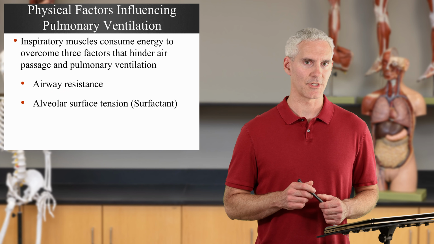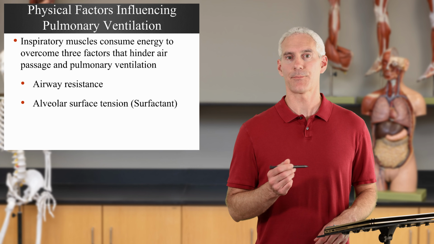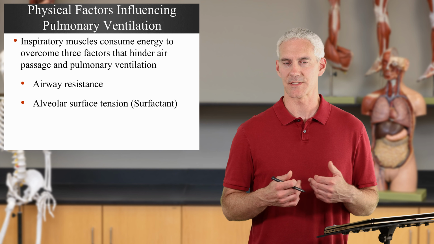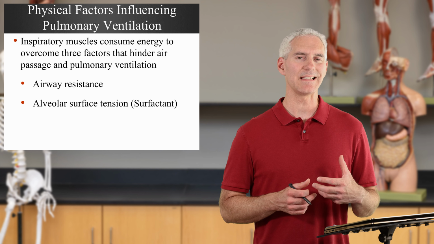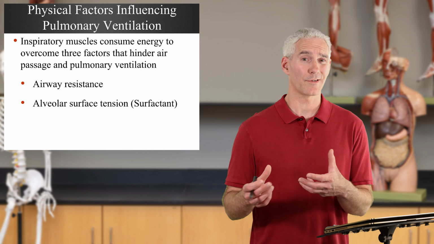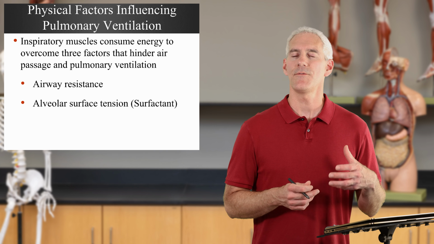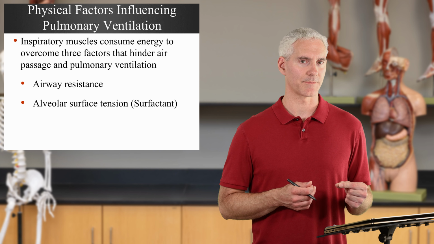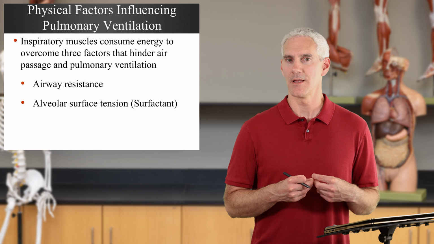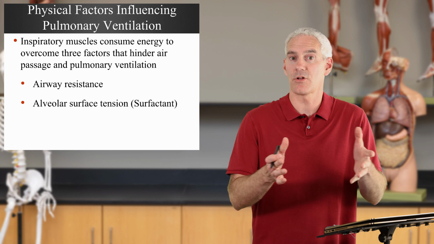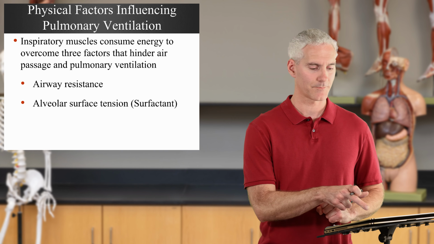Alveolar surface tension. Now, I mentioned surfactant in a previous video. Surfactant helps to reduce the surface tension. But sometimes there isn't enough surfactant, or there's too much mucus or water droplets overpowering it. So if you increase surface tension inside the alveoli, that's going to impact how much oxygen can be absorbed because it starts to collapse or block areas off.